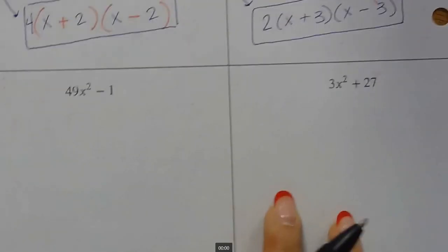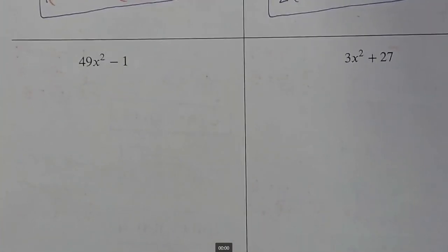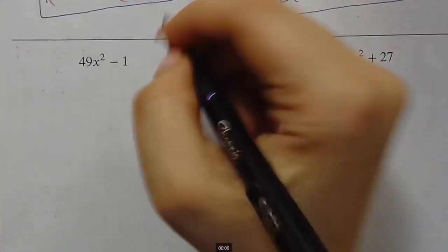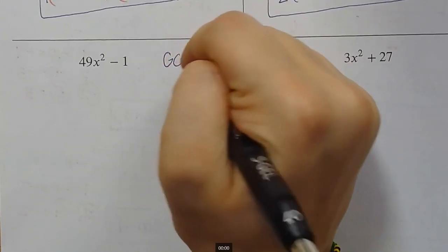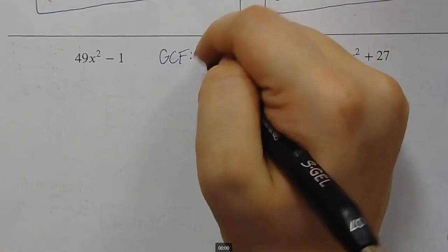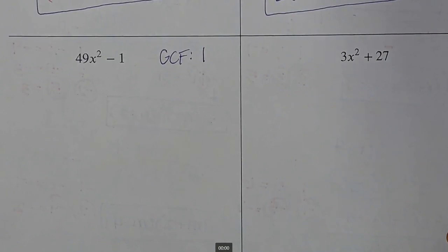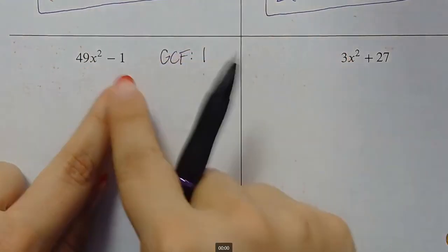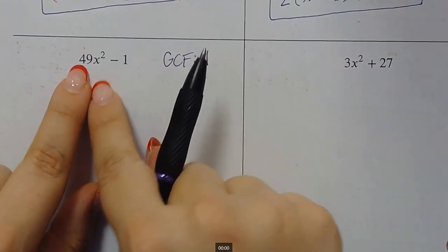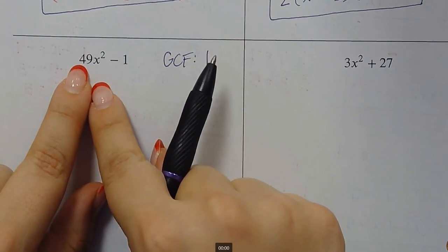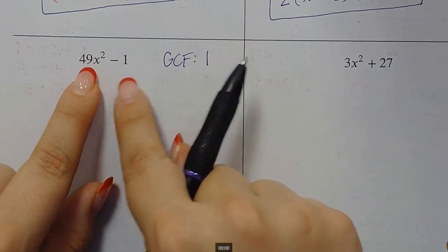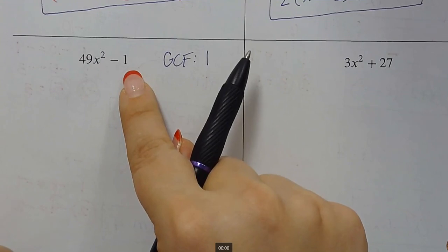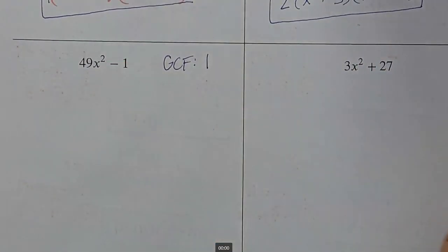All right, let's look at the next one. 49x squared minus 1. Is there a GCF? Yeah, it's just 1. So if it's just a 1, do I need to factor out a 1? No. Okay, so this time I'm looking at 49x squared minus 1. It's a difference. Is 49 a perfect square? Yeah. X squared is a perfect square. Is 1 a perfect square? Yes. Square root of 1 is 1, right?